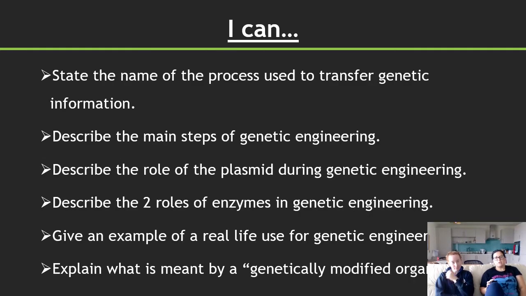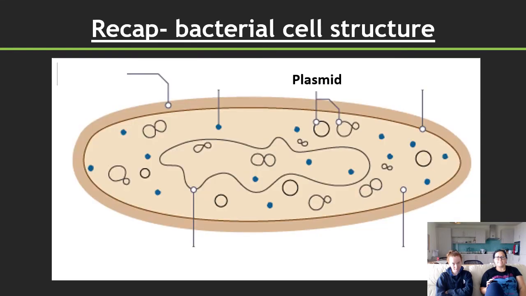Things you need to be able to do, so a little bit more specific. You need to be able to name the process used to transfer genetic information. We have already said it about 8 times. See if you can find out what it is. Describe the main steps of genetic engineering. Describe the role of the plasmid during genetic engineering. Describe the role of 2 of the enzymes in genetic engineering. Give an example of real-life use for genetic engineering and explain what is meant by genetically modified organism. So these are things that we're going to have a look at.